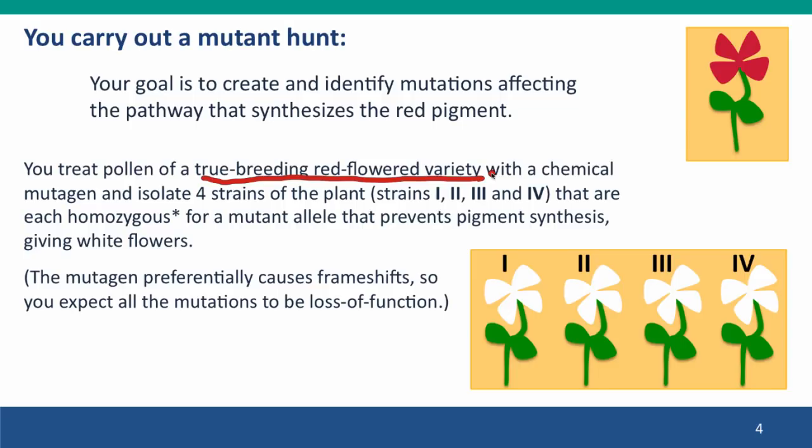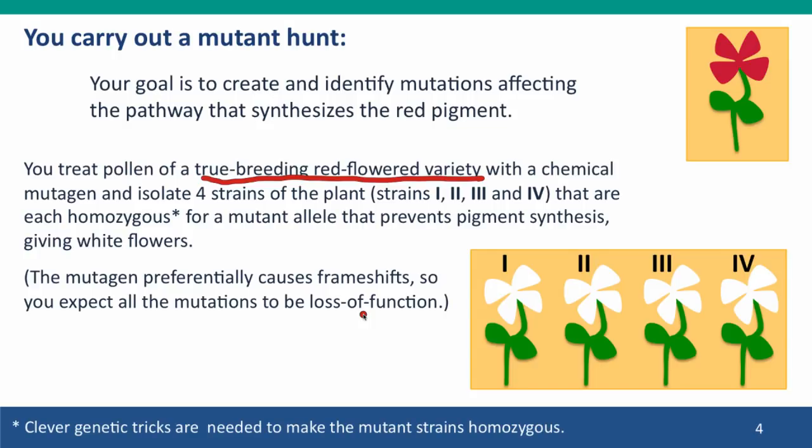You isolate pollen from this plant and treat it with a mutagen so that there's a lot of changes to the DNA sequence. The mutagen you use causes frame shifts because you want all of your mutations to be loss of function mutations. Then you screen the plants using a genetic trick that will let you make the plants homozygous because you expect these loss of function mutations to be recessive. And you identify 4 strains of the plant that are homozygous for mutations that give white flowers.